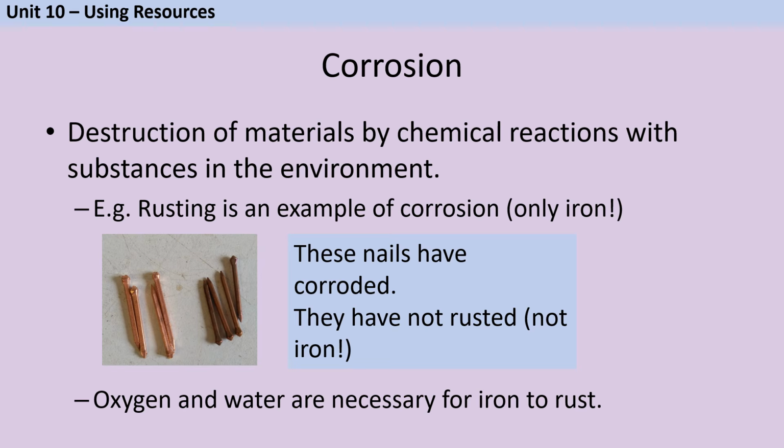The first one is that the word rusting only applies to iron, so it wouldn't be true to say that these copper nails have rusted because they're not iron, they're copper, so instead we say they've corroded. The second thing you should know is that rusting specifically refers to iron reacting with oxygen and water. So if the iron has corroded because it's reacted with something else, that's not rusting.